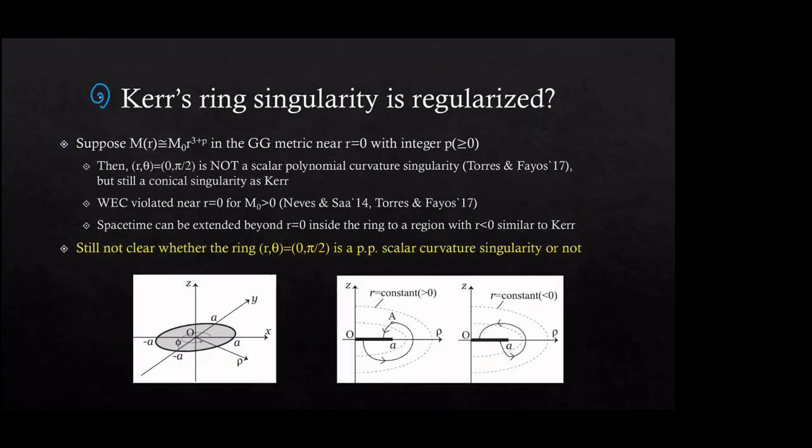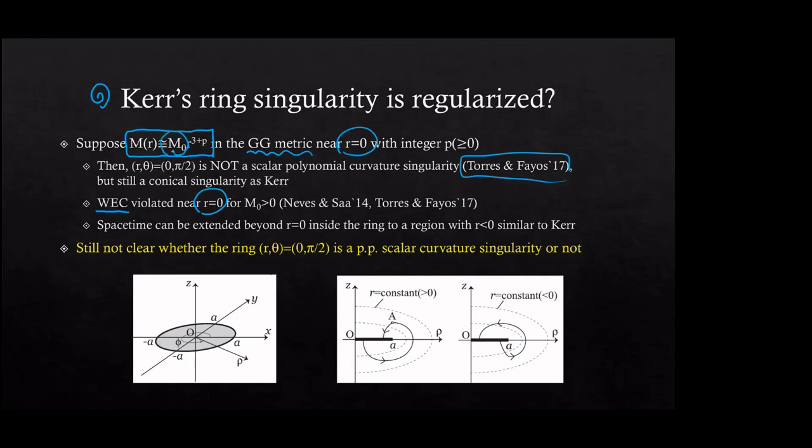And let's see if the Kerr's ring singularity is regularized or not. Suppose this behavior near r = 0 with integer p in the GG metric. There is a result by these two researchers that the ring is not a scalar polynomial curvature singularity, but it is still a conical singularity as in Kerr. And also the null energy condition is violated near r = 0 if M0 is positive.